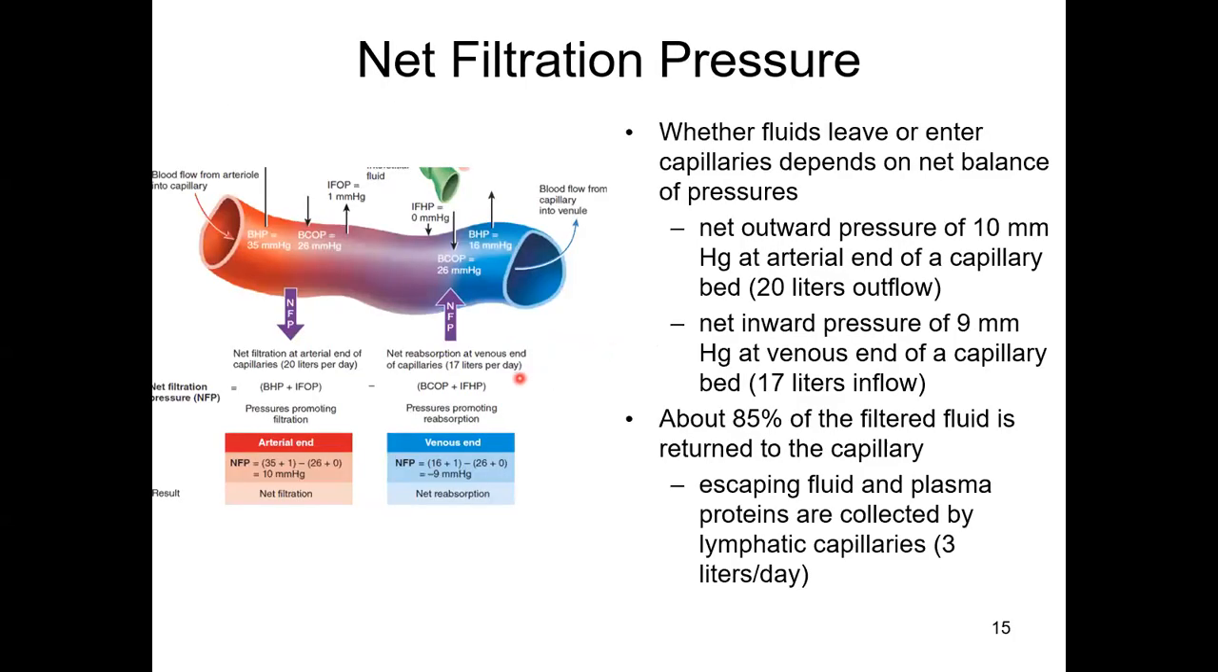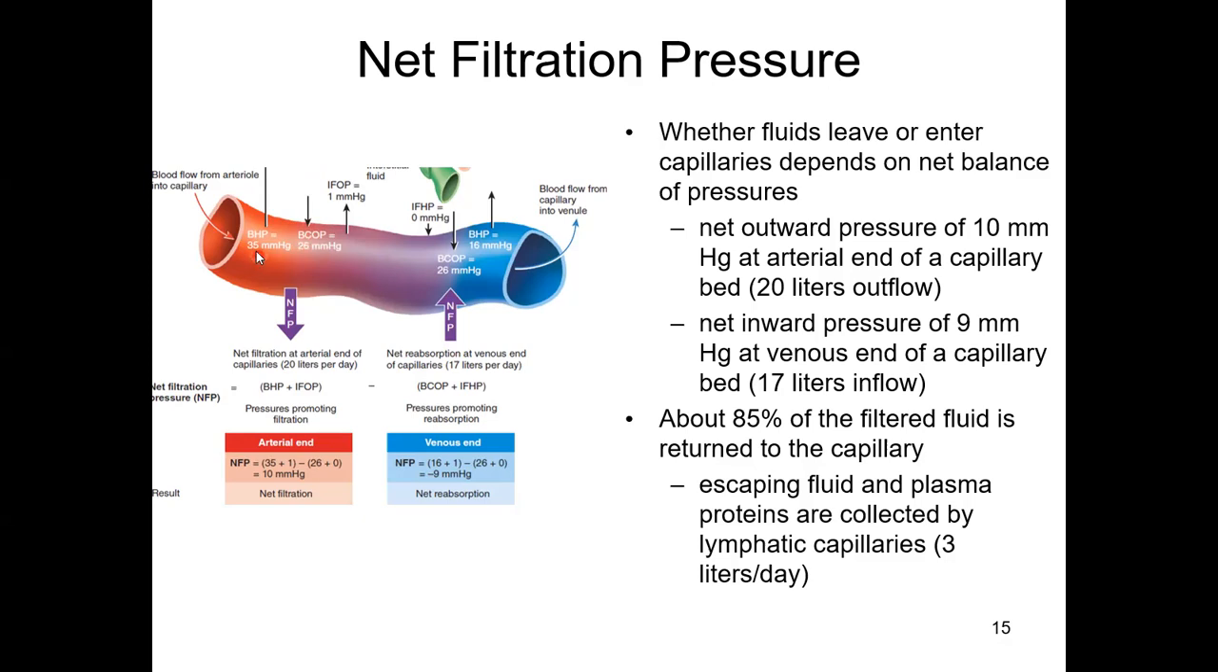So here we are looking at the driving forces. So take a look at the arterial end of a capillary. BHP stands for blood hydrostatic pressure or blood pressure. It's about 35 millimeters of mercury here. BCOP stands for blood colloid osmotic pressure. This is a force that invites fluid flow back into the blood vessel.